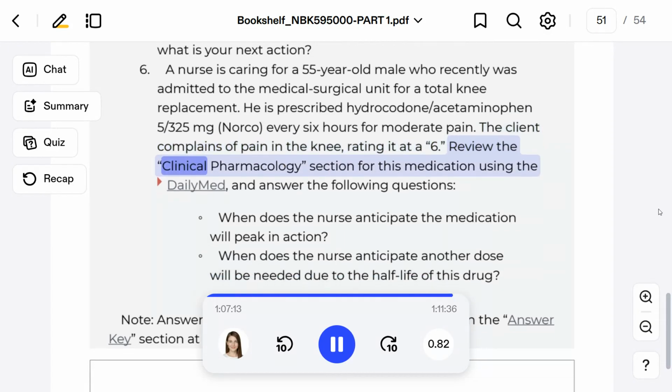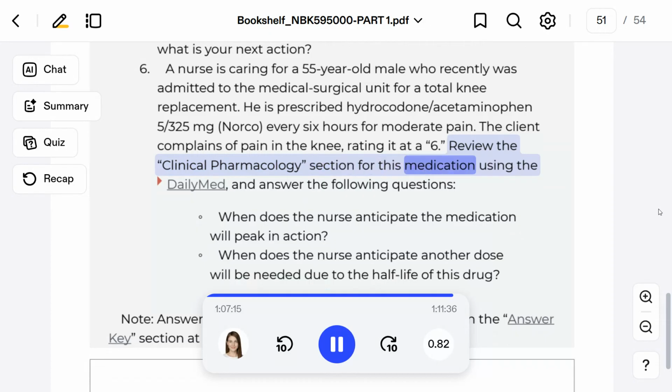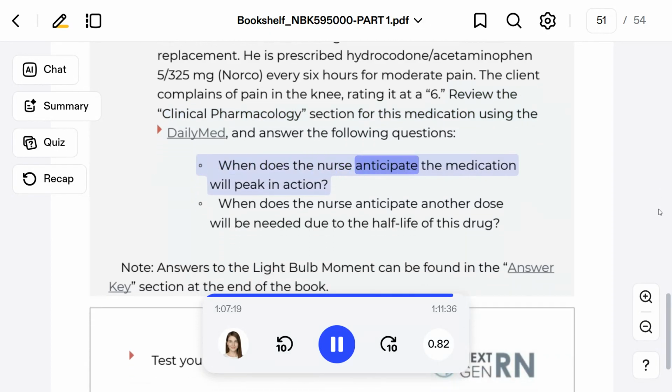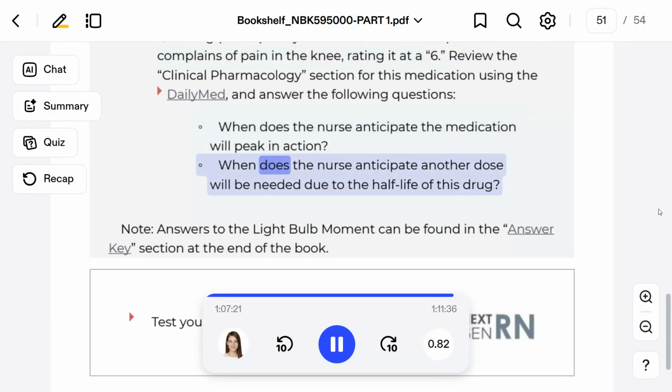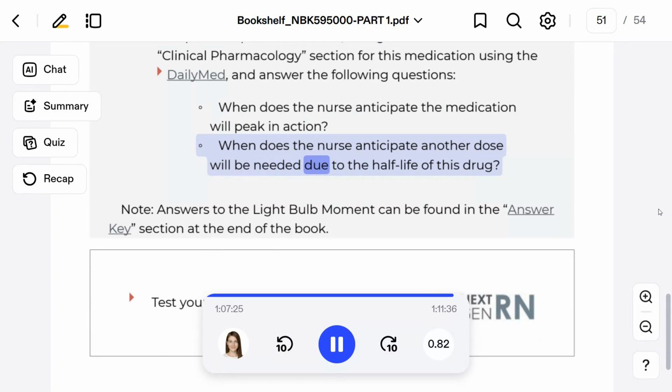Review the clinical pharmacology section for this medication using the chart. When does the nurse anticipate the medication will peak in action? When does the nurse anticipate another dose will be needed due to the half-life of this drug?